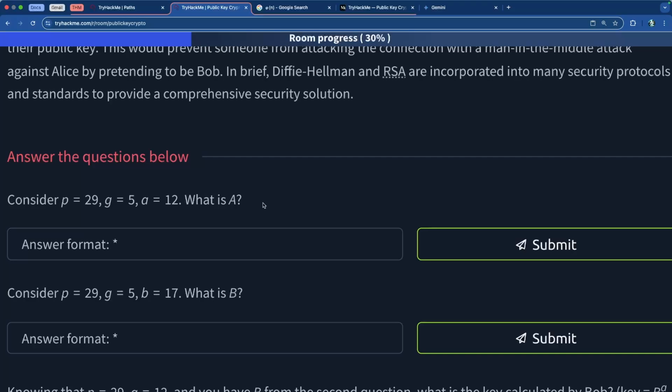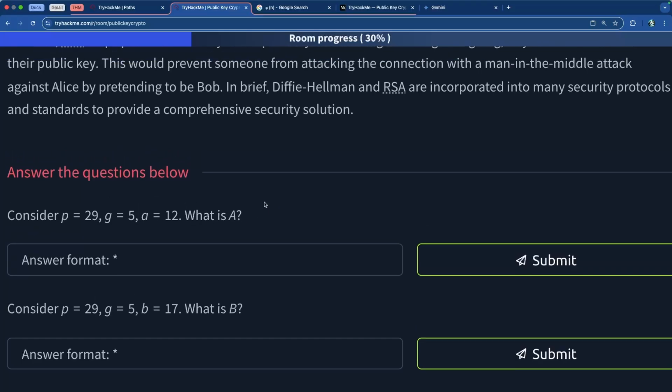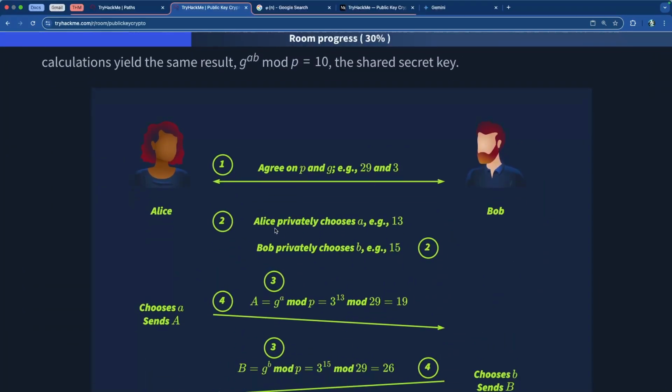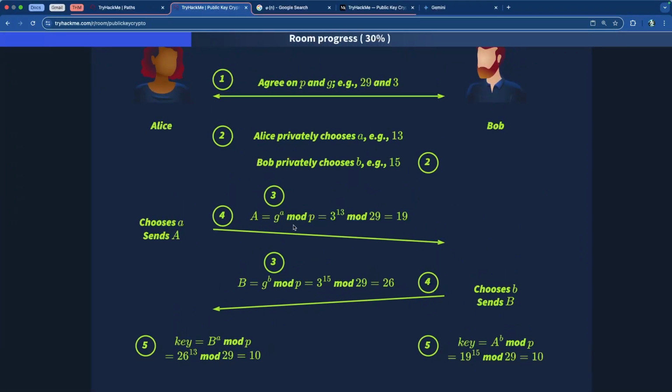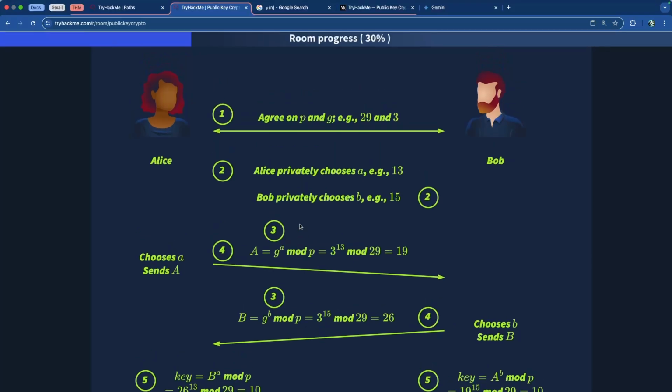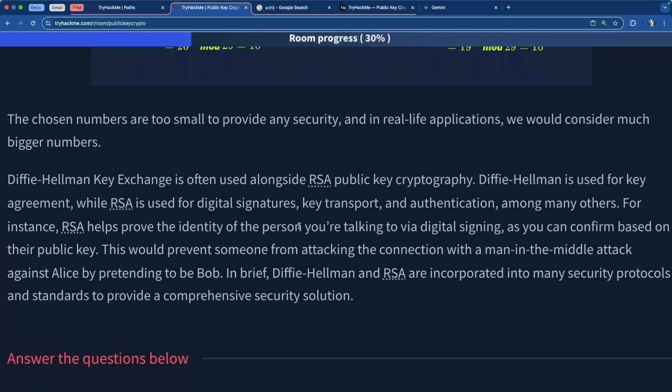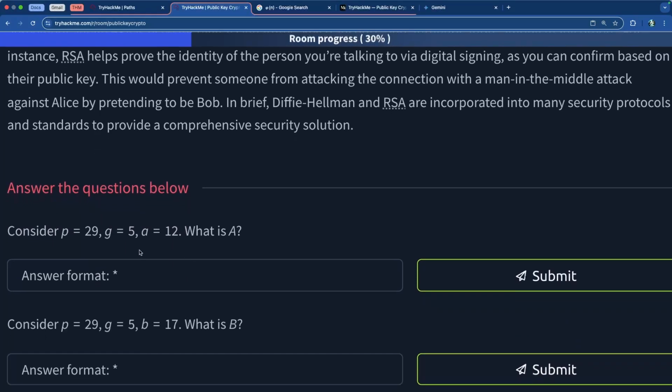So that's something that completely slipped my mind and I couldn't wrap my head around it. That was the reason why these calculations that we have over here weren't making sense to me, because I couldn't figure out what this piece right here meant. And so now I do. Now I understand that the mod part is representing us trying to find the remainder of the numbers. So if P equals 29, G equals 5, and A equals 12, what is A?